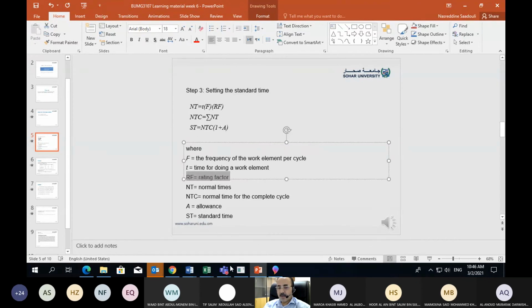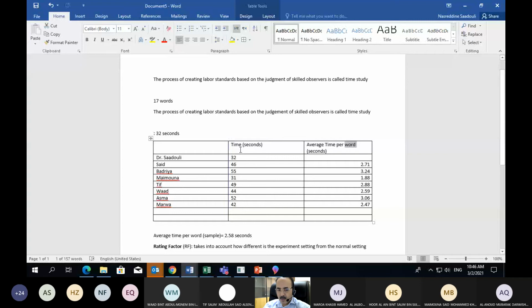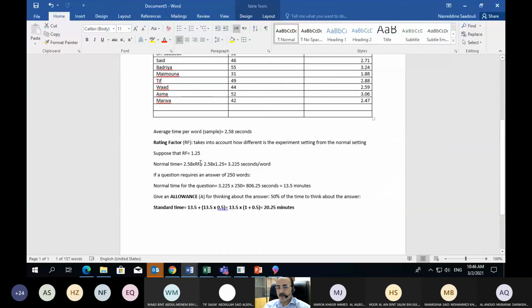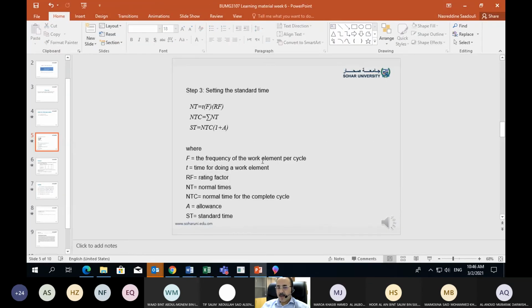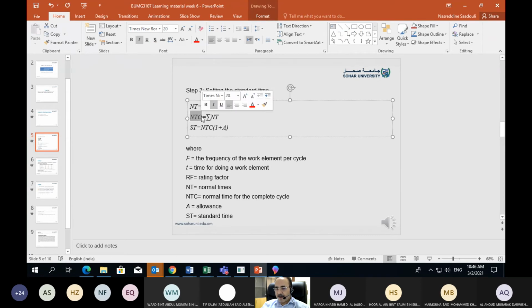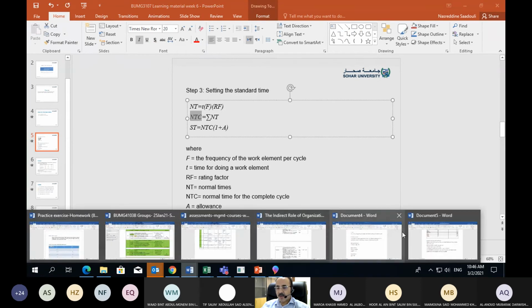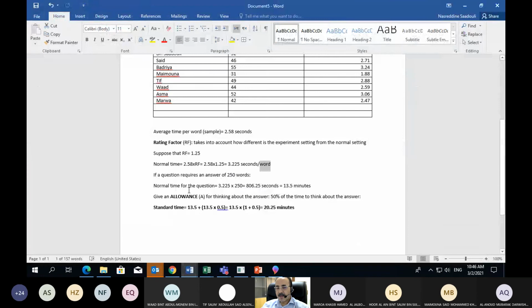In our example, when we calculated this normal time, we said the rating factor is 1.25, but we are also talking about one word. So the frequency F is only one. I'm talking only per word, for only one word. The normal time for the whole cycle is like what we did here, which is the normal time for the entire question.